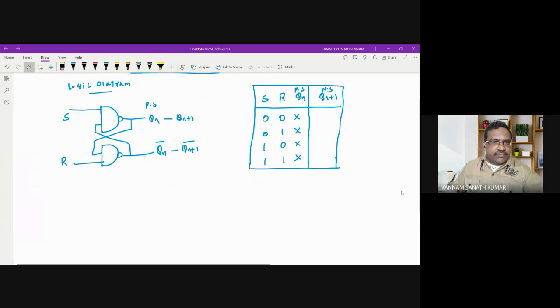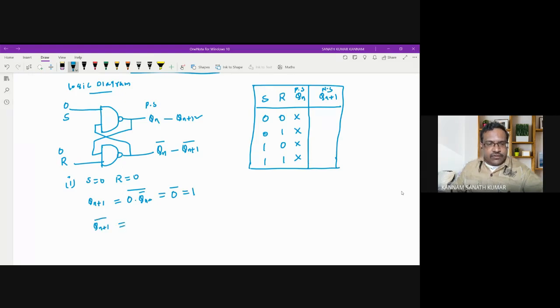Take case 1, when S equal to 0 and R equal to 0. So I need to find out this Qn plus 1. When S is 0 and R is 0, 0 into what is my another input? Qn bar, whole bar. 0 into Qn bar whole bar means 0 into something is what? 0. 0 bar equal to what? 1. 1 you got.